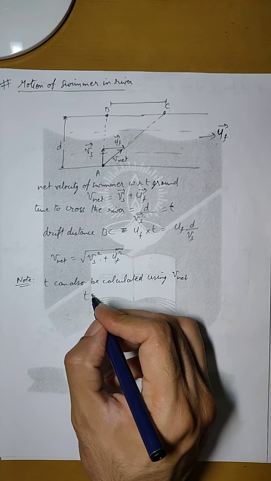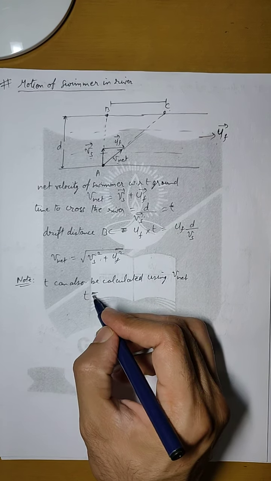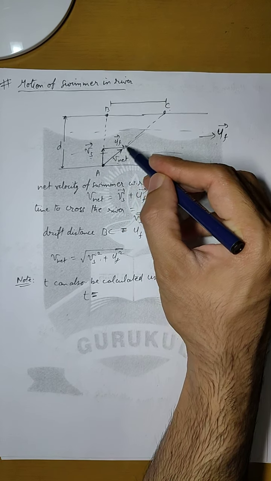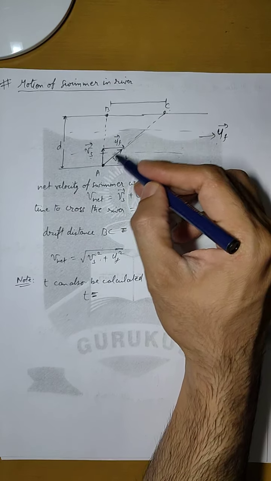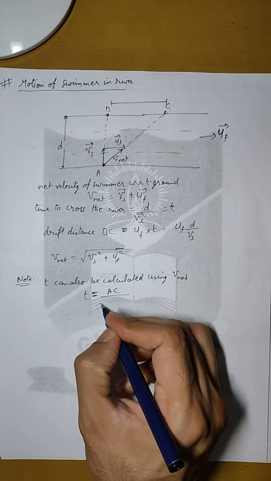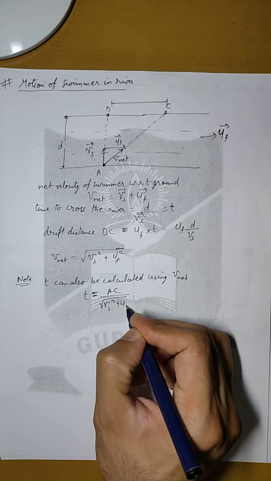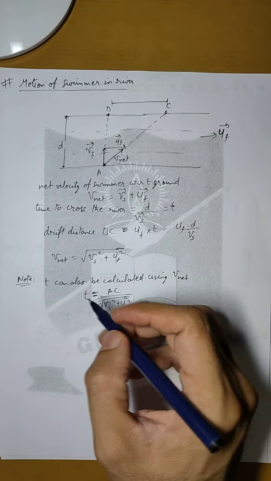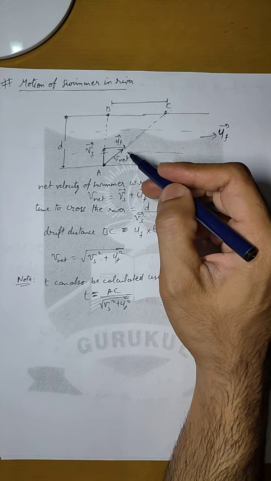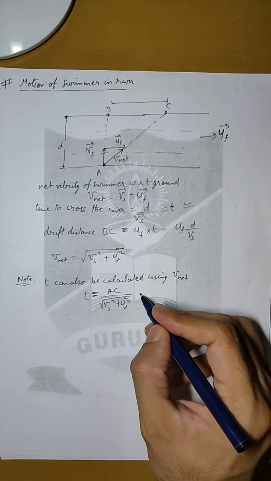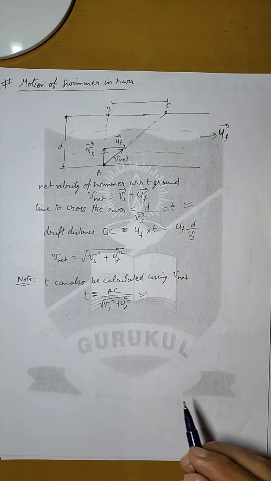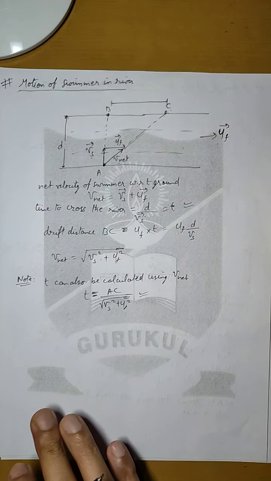If we are using Vnet, then T will be equal to the total distance. Now the total distance here, for Vnet, is AC, not AB. So it will be AC divided by Vnet, which is equal to the square root of Vs square plus Uf square. Since this is also the time used to cross the river by the same swimmer, this value and this value will come out to be equal. So we can use either of them. Now this was the motion of swimmer in the river.